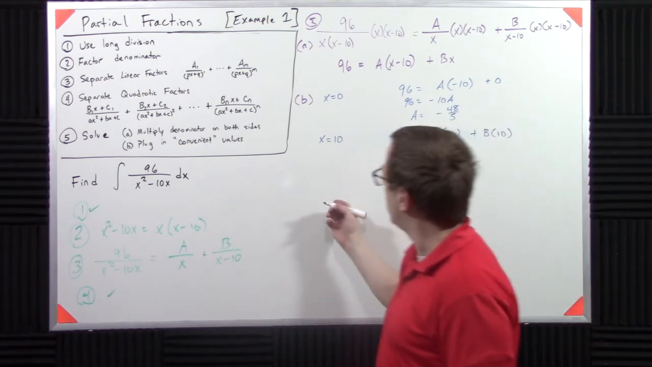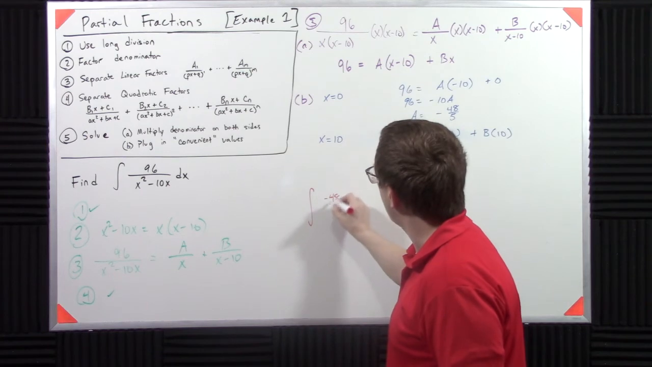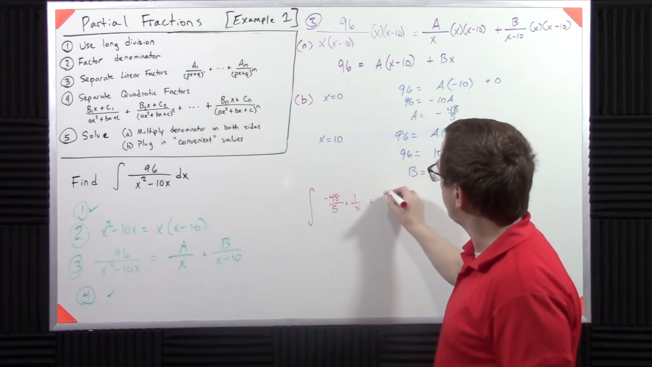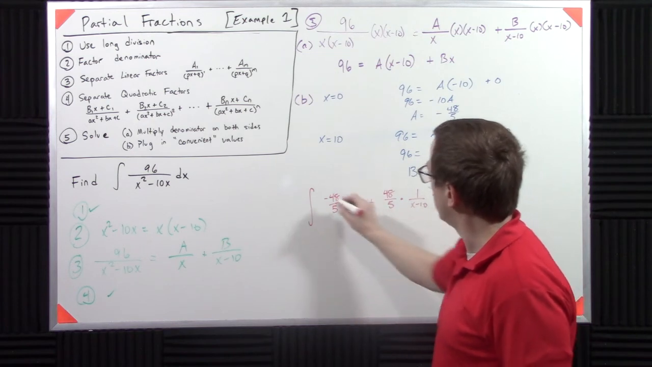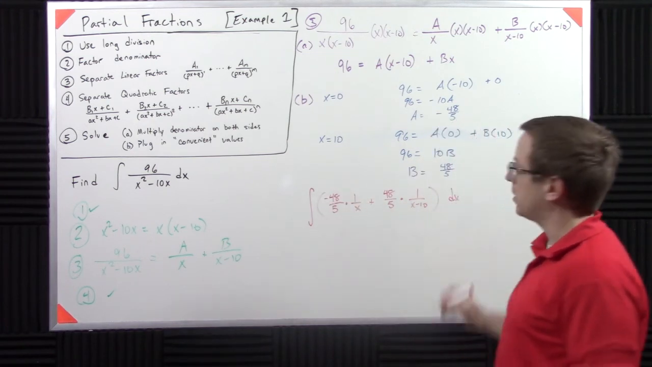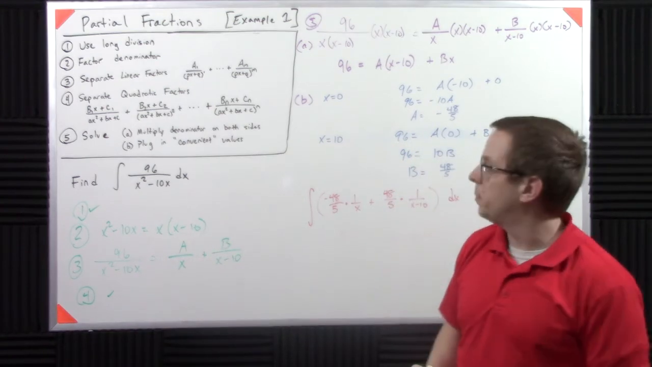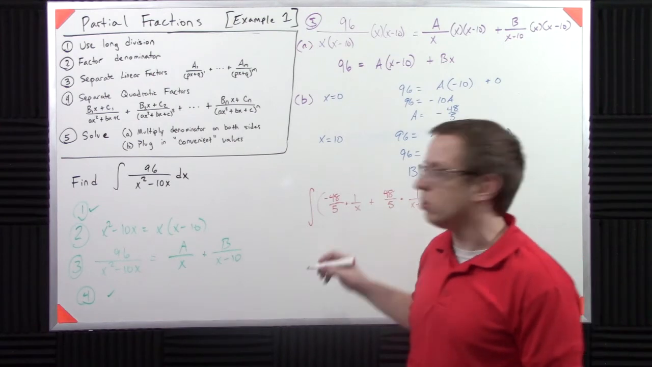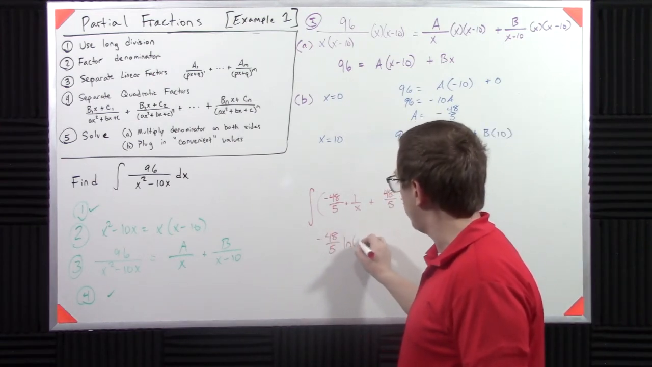So once we have those two pieces together, we can rewrite this. This integral is now negative 48 over 5 times 1 over x plus positive 48 over 5 times 1 over x minus 10 dx. That's all we're doing, plugging in for A, plugging in for B. Well, 1 over x is a fairly straightforward integral. That's just natural log of x. So I end up with negative 48 over 5, natural log of x.